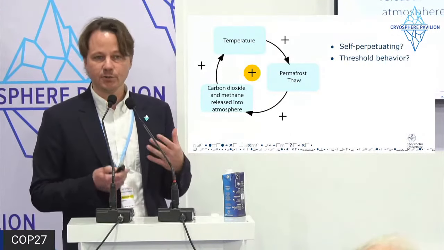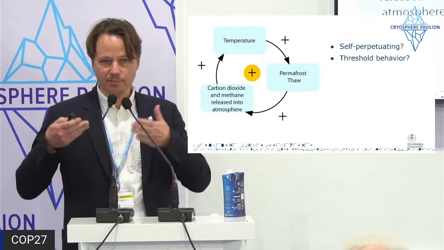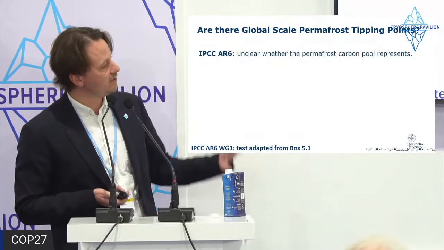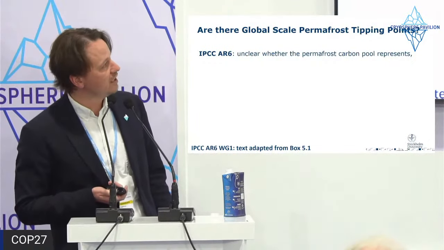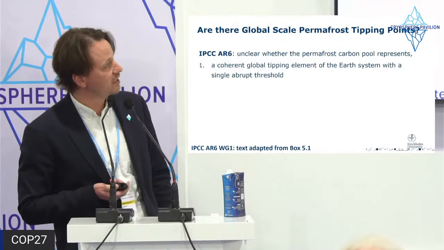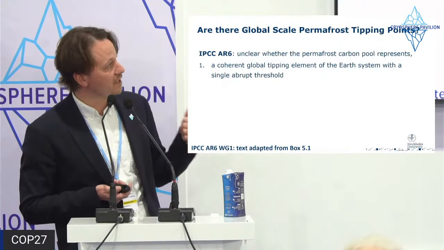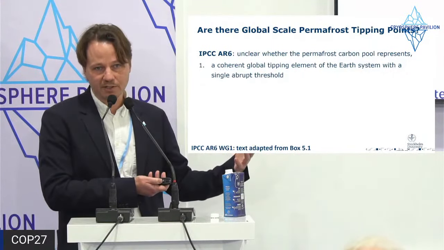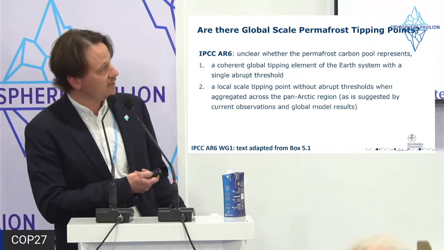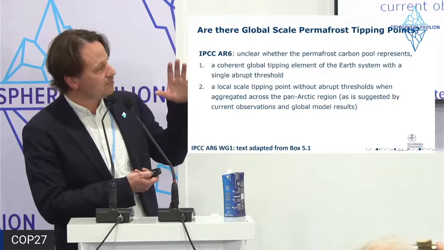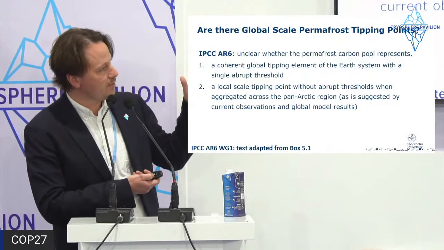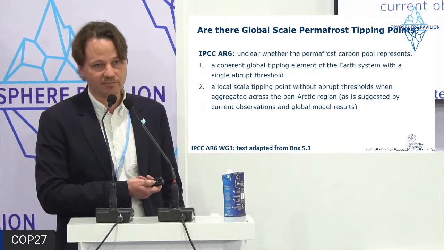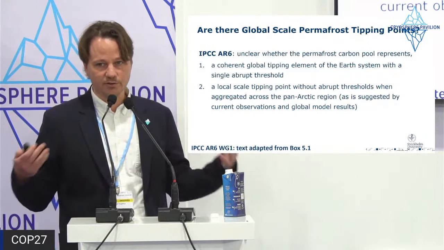And then the second question is, do we have a threshold behavior in the permafrost carbon feedback? Are there specific temperatures where we would see thresholds that we need to be concerned about? The IPCC also asked this question. This is adapted from Box 5.1 in that report. And they stated it's unclear whether the permafrost carbon pool represents a coherent global tipping element of the Earth system with a single abrupt threshold. Which would be the option, if we're thinking of this option, saying that the permafrost will be tipping at 4 degrees of global warming, as suggested by the figure that we saw. Or the other option would be that permafrost is perhaps rather a local scale tipping point without abrupt thresholds when aggregated across the Pan-Arctic region. And they also note that this is what is currently suggested by observations and global model results. So they favor the latter. A lot of local tipping points, but not a coherent threshold at the global level.